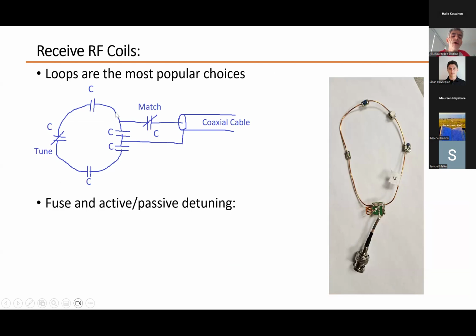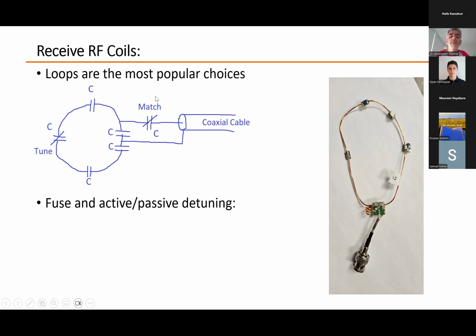So this is our coil. We have 5 capacitors here, and across this capacitor, we get 2 lines, and it is connected to the coaxial cable, and the coaxial cable carries the signal to the network analyzer or the MRI machine. And here we have a match variable capacitor as well.